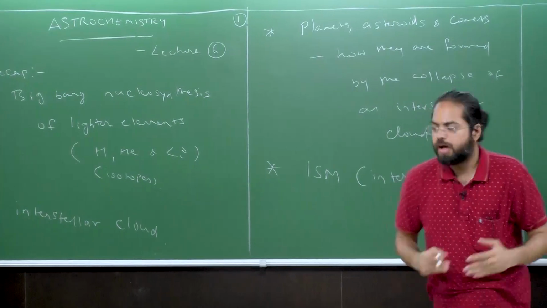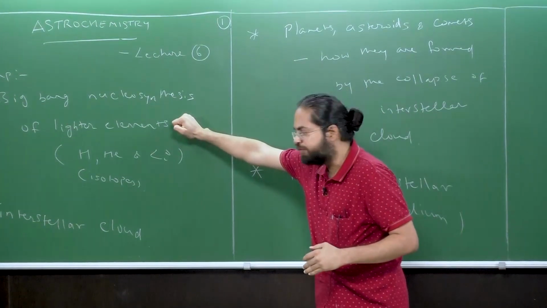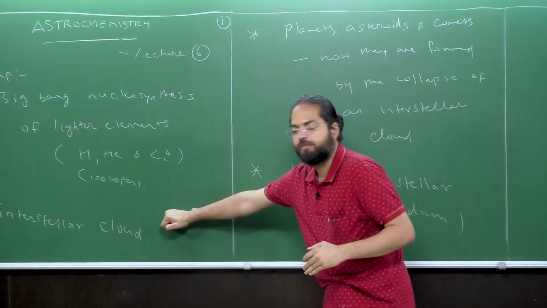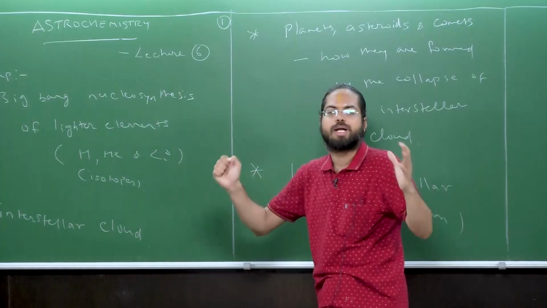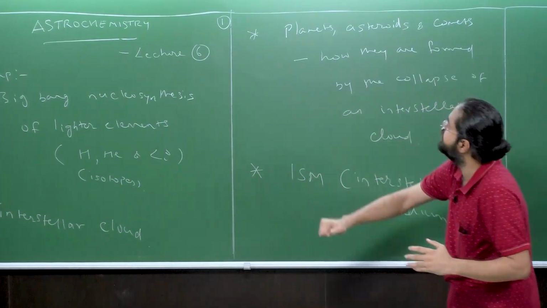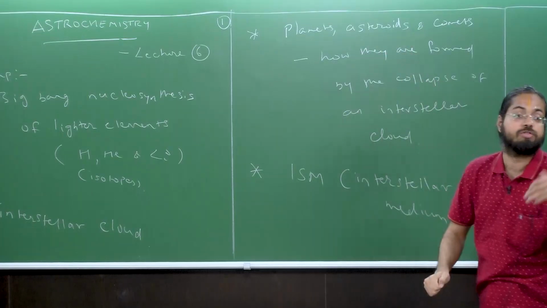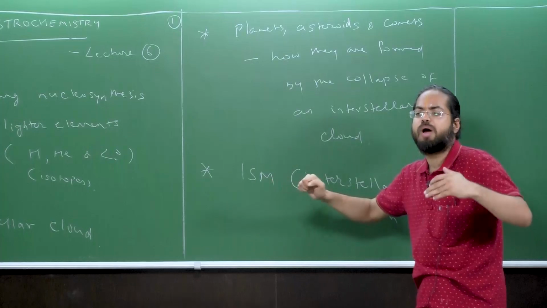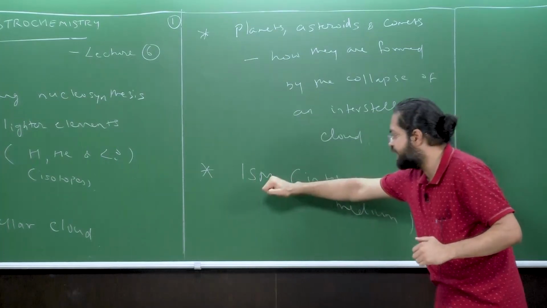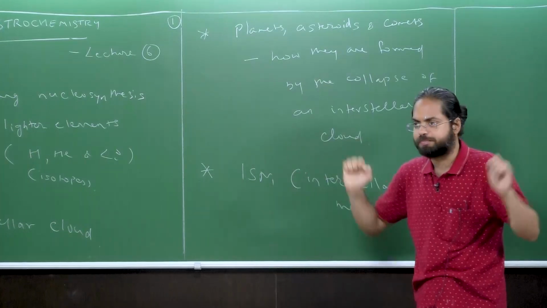But for now, a qualitative description related to how the lighter elements were formed and how we have the generation of an interstellar cloud comprising of small atoms and molecules, and from the interstellar cloud, how the planets, asteroids, and comets are formed and what are the constituents of them. And finally, we now have come to a stage where we can define a new term called the interstellar medium. All right, this is where we are at.